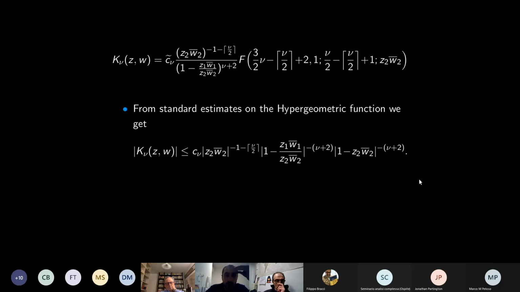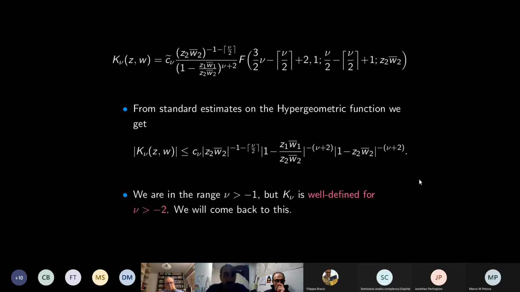Another thing I want to say, as I was saying before, is that we are working with Bergman spaces that are meaningful only for nu greater than -1. But the kernel, as was the case for the power series expansion of the weighted Bergman norm, is actually well defined whenever nu is greater than -2. And you can see it here. For instance, this was the gamma parameter in the definition of the hypergeometric function. So when nu goes to -2, this goes to 0, and so this is not well defined anymore.